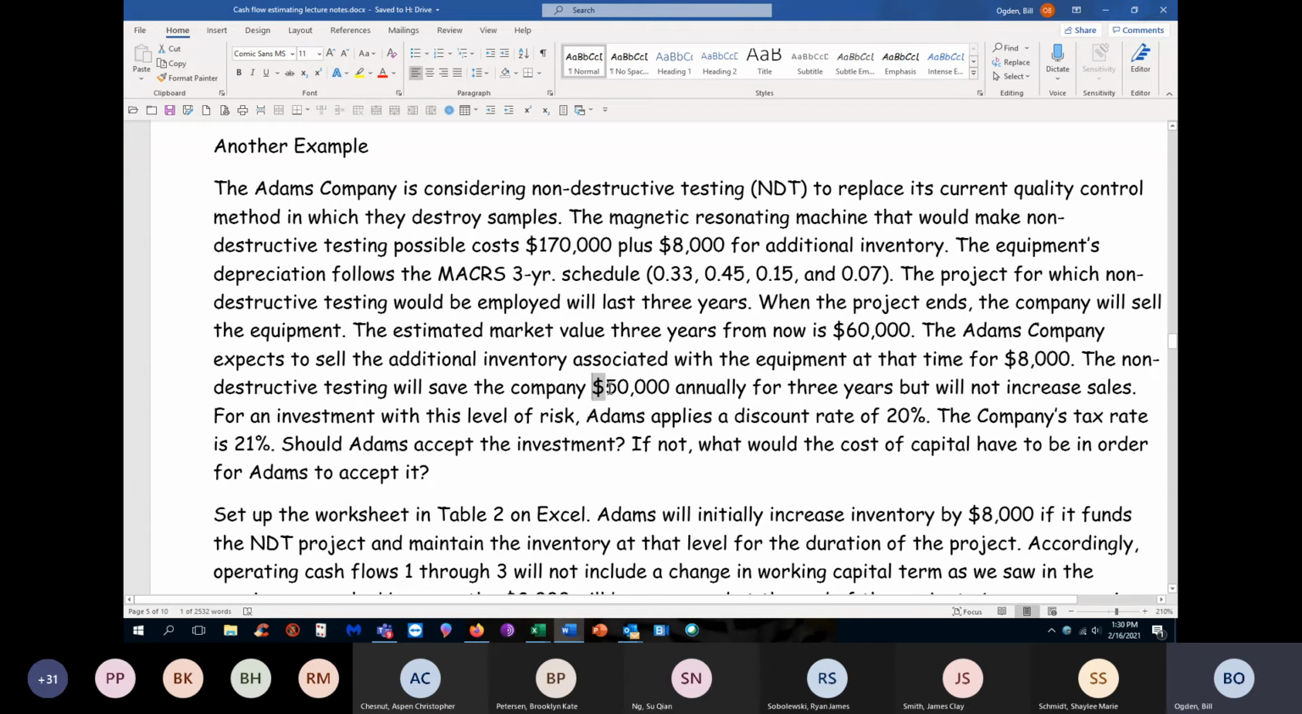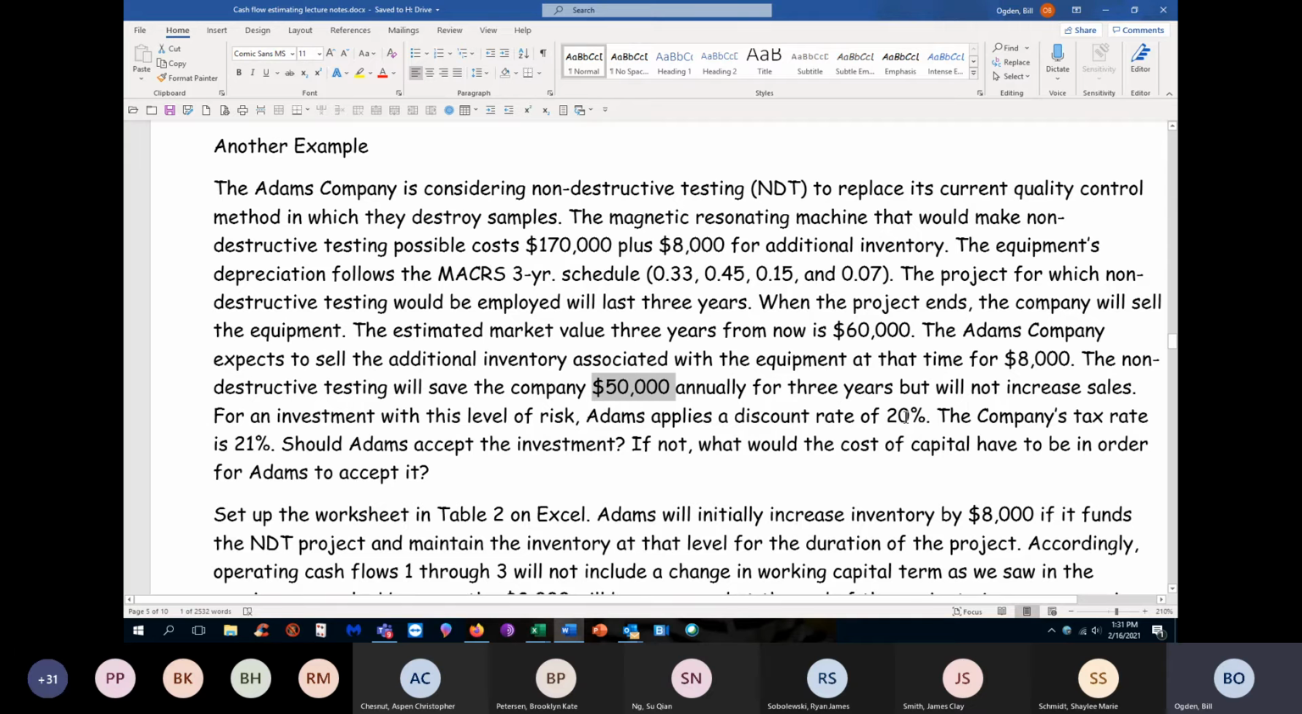So what they'll do is they think they'll save $50,000 annually on the samples they no longer need to destroy. Where I saw this done was looking for what we call hollow welds. So you take so many samples and then you slice across a weld and see if there's any air pockets in it. And this way, instead of destroying the sample, you just take a magnetic image of it and you can see if there's hollow spots.